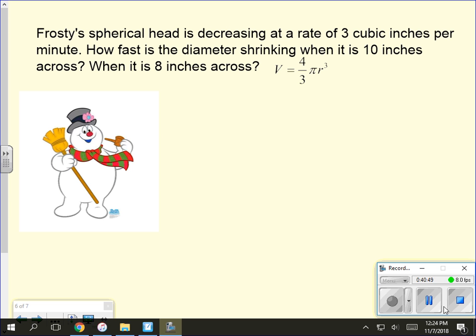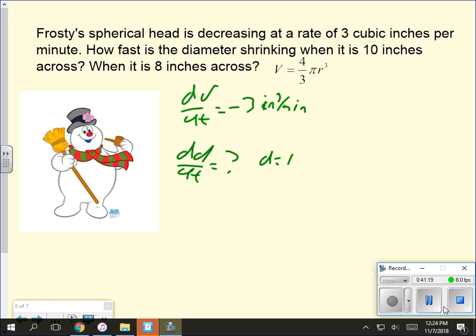Okay, so let's do this. Frosty's spherical head is decreasing at a rate of 3 cubic inches per minute. So that means dV/dt is equal to negative 3 cubic inches per minute. How fast is the diameter shrinking? dd/dt equals what, when d equals 10 and when d equals 8? Okay, that's the information given.